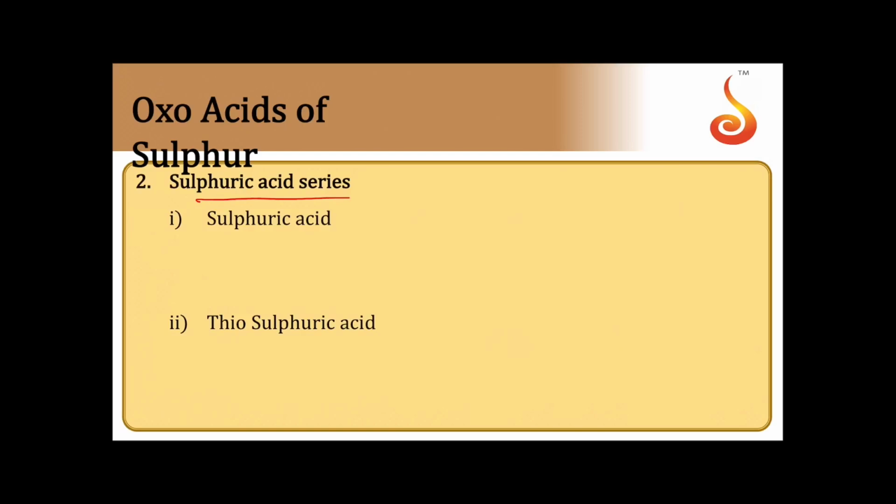Then we have the sulfuric acid series. The basic compound is sulfuric acid, that is H2SO4. So again there are 2 OH groups because all of them are dibasic in nature.